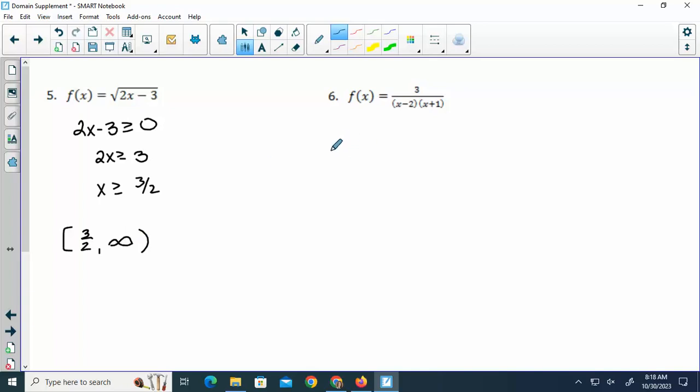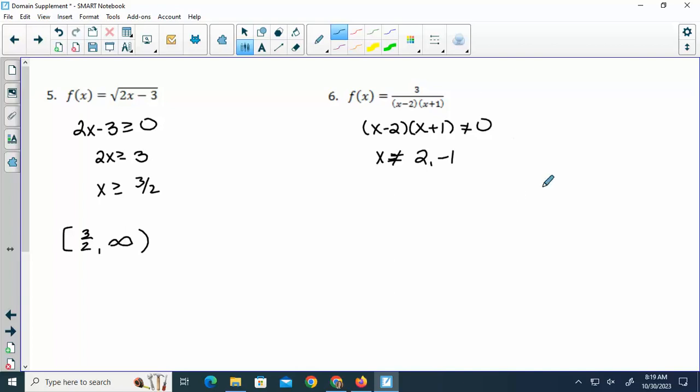Number 6, we have a fraction. So what do we have to worry about in a fraction? So what can x not be? Just like when we solved quadratic equations, if you had two parentheses multiplied that equal 0, you could set each of them equal to 0. So if we look at this, we actually get two numbers that x cannot be.